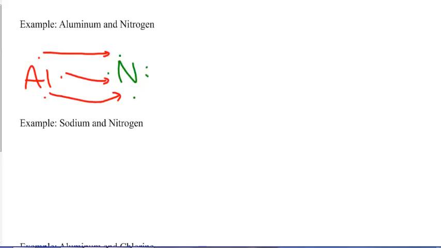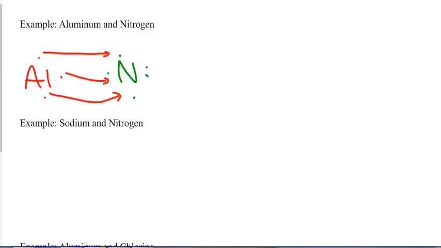Aluminum and nitrogen are going to behave in the same type of manner. Well, aluminum has 3, nitrogen has 5, so it needs 3 more to get up to 8. So aluminum transfers its 3 to nitrogen to give it 6, 7, 8.